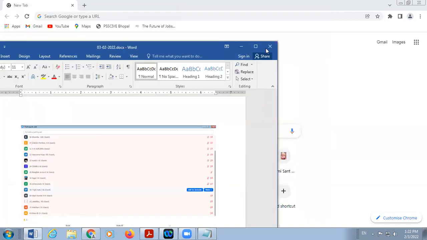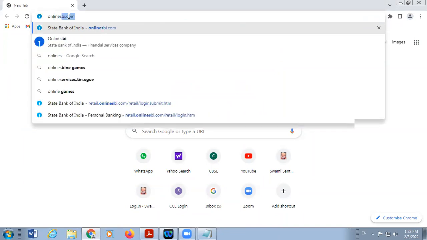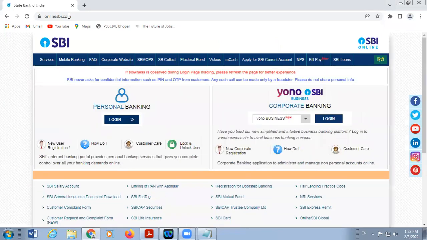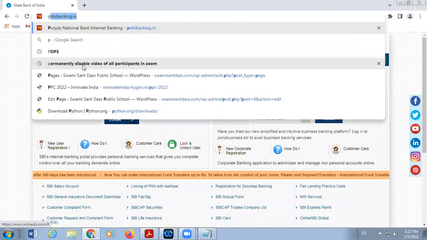I'm giving one example of SBI, onlinesbi.com. Whenever you are using any banking website, check the URL: HTTPS and there is a lock symbol. If you see the protocol, it will be HTTPS, and there will be one lock symbol. It indicates there is a digital certificate. This is for online SBI. The URL is onlinesbi.com.